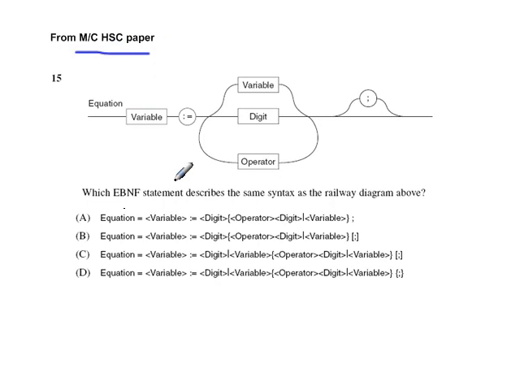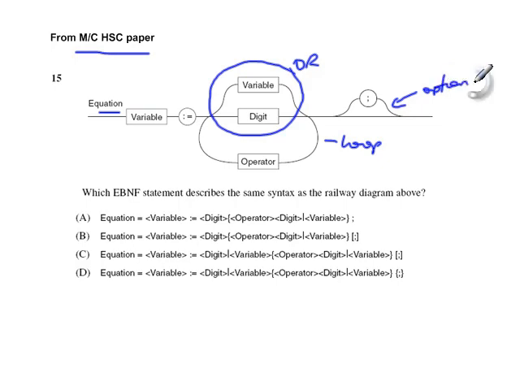Finally, we have a past HSC question where we're looking at, for this railway diagram for an equation, which of the following four EBNF options is the same. So this equation has a variable followed by a semicolon and equals, and then we have either a digit or a variable, which is null. Following that, we can actually have a loop. You can see this loops around through an operator back to variable and digit. And after that, we have an option, where it either does the semicolon or not.